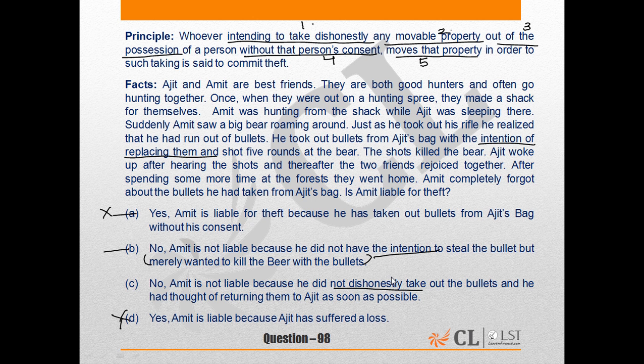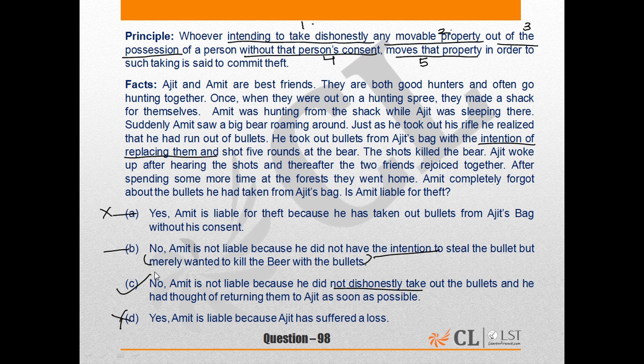returning them to Ajit as soon as possible. So this option is clearly stating about the correct intention of Amit, and that there has been no dishonest intention. Therefore, option C is the correct answer. Option B and C are very close answers. So, among the two, option C is the better answer.